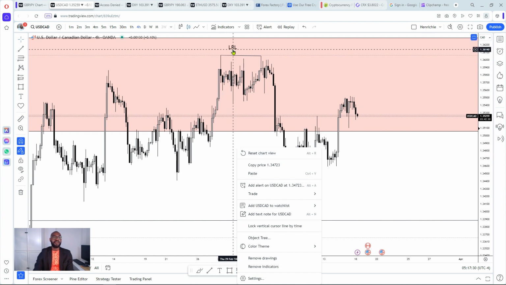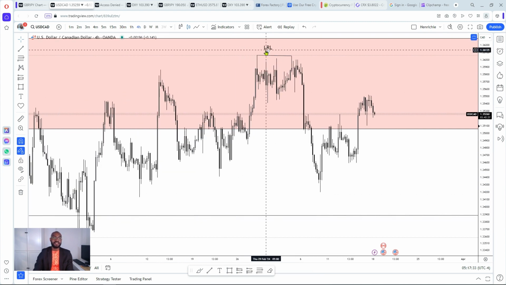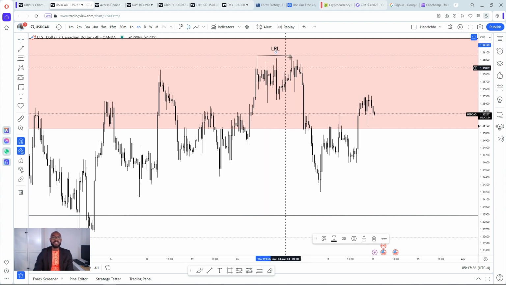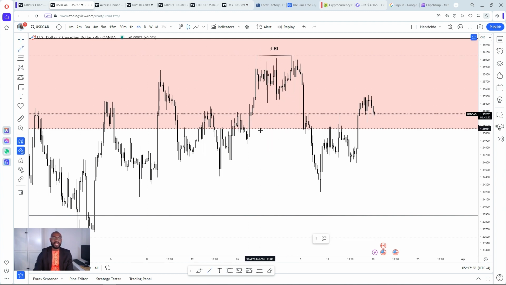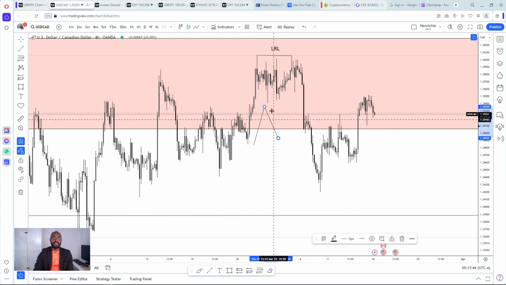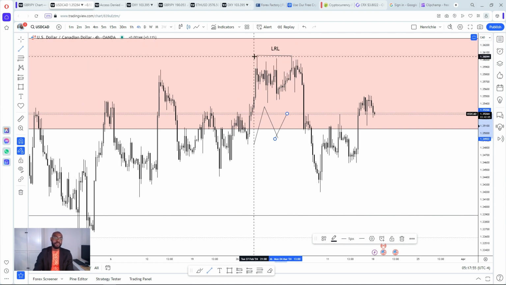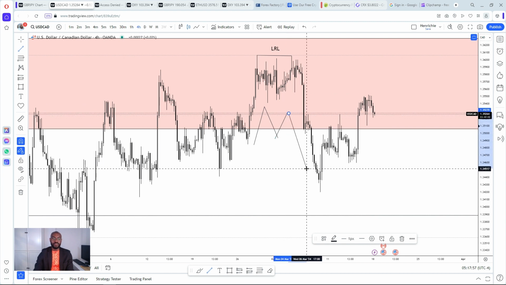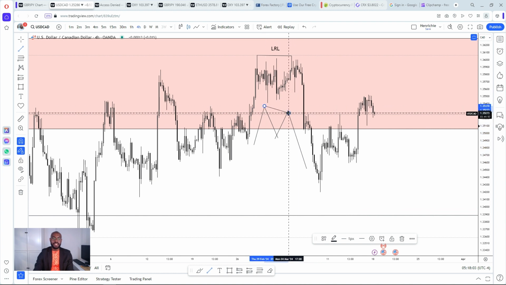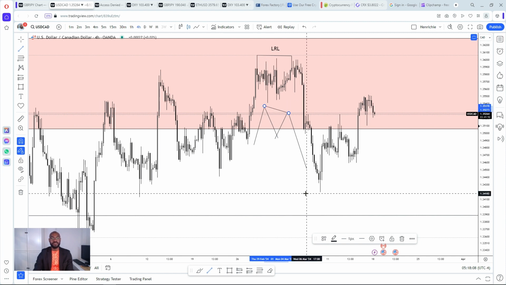So LRL simply means low resistance liquidity. And the reason this key level is a low resistance liquidity is what I explained previously. After price created this high, it created a low, being this low right here. And then we saw a lower high, failing to create a higher high, failing to run liquidity from the previous high. And then we saw price drop down, creating a lower low, leaving liquidity here. This is induced liquidity. It's low resistance liquidity as well.